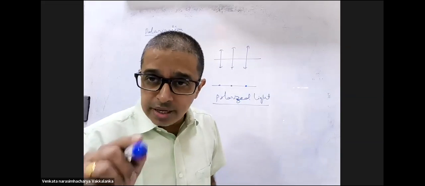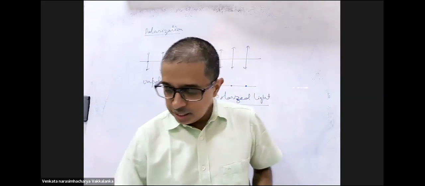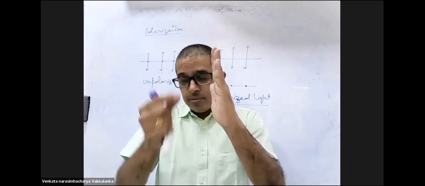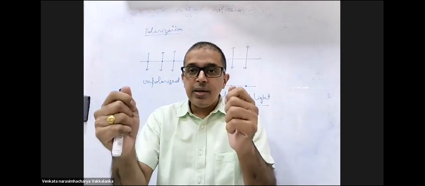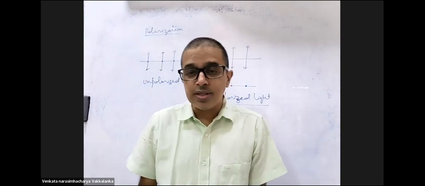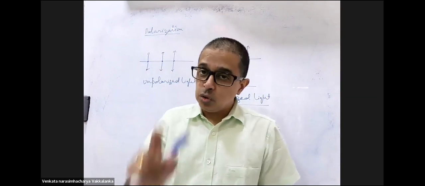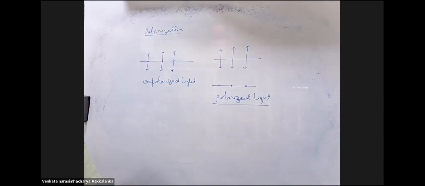You can polarize only transverse waves. Longitudinal waves you cannot. Take a slit, send light. Light of the dimension of the slit alone will go. But take a slit, keep it in front and talk. Everything that I talk will go to the other side with a lesser intensity. So longitudinal waves are not polarized. Only transverse waves are polarized. That is very important. Please make a note of it.